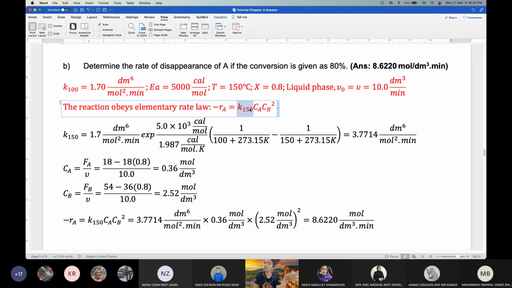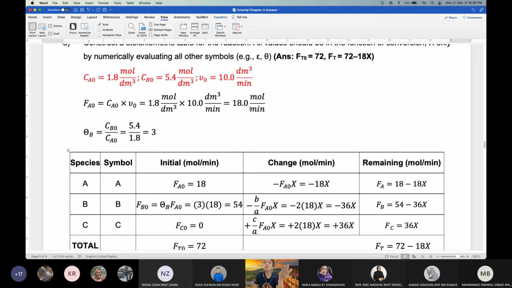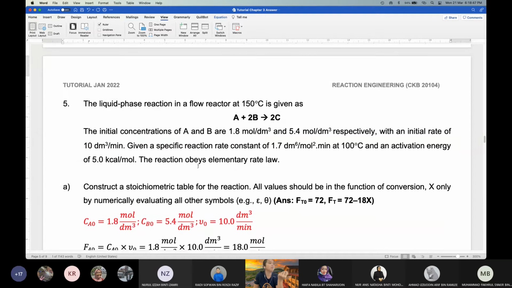Then, the concentration and the reaction order. Since this follows an elementary rate law, so it says it follows elementary rate law. So the reaction order with respect to A is first order. Reaction order with respect to B is second order.